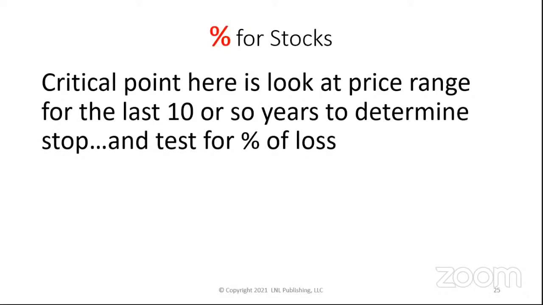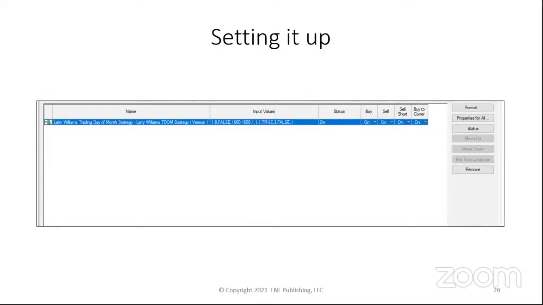For stocks, the critical point here is to look at the price range of the last 10 years, 15 years, to determine the stop and what percent of stop loss you want to affect. Usually it's going to be about 4 to 5%. So this is how we set it up. Even if you don't have TradeStation, you want to watch this because you'll learn how I look at the market from looking at the software. So we put the software into TradeStation, do a strategy insert, and put that on your chart.